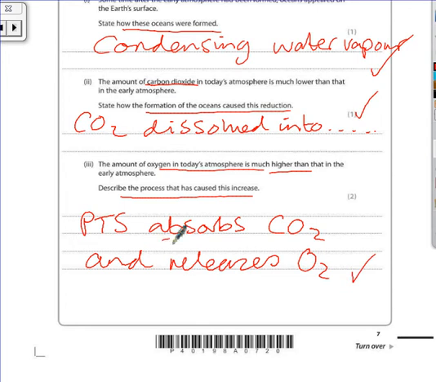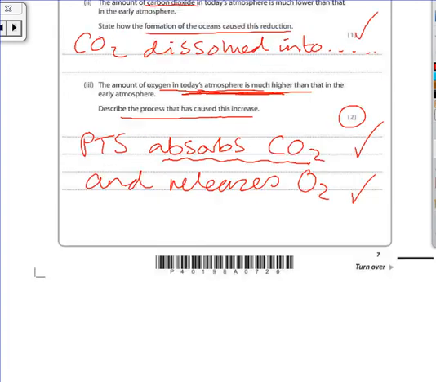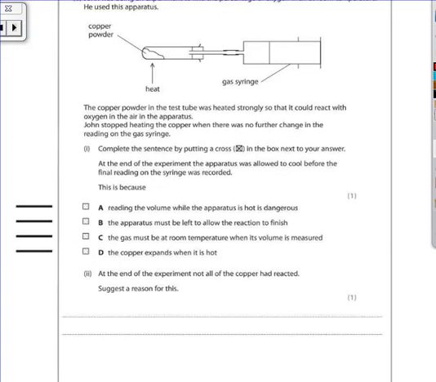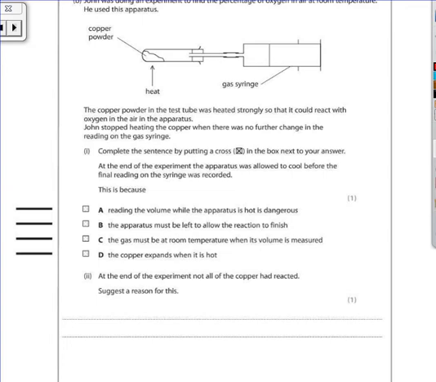Absorbing CO2 means that if there's less CO2 in the atmosphere, then the amount of oxygen proportionately would come down. So there's at least 3 marks in what I've written there. You only need 2. Okay. Here we go. So next, staying with question 2, complete the sentence by putting a cross.